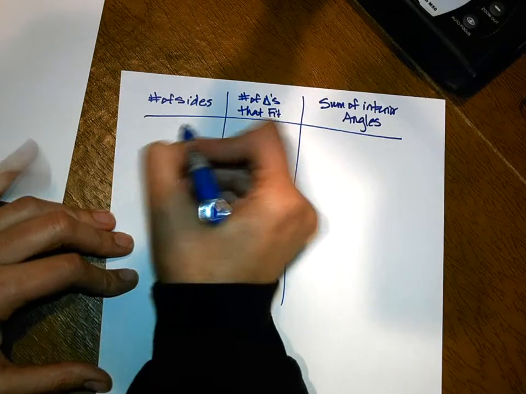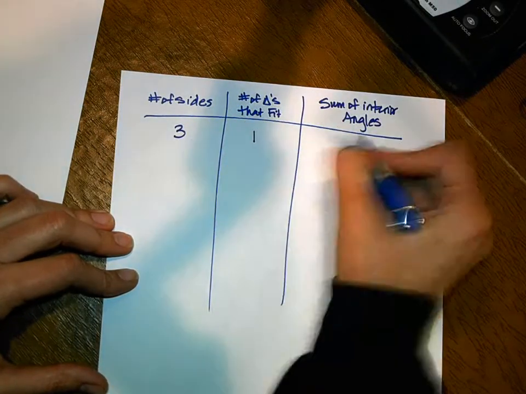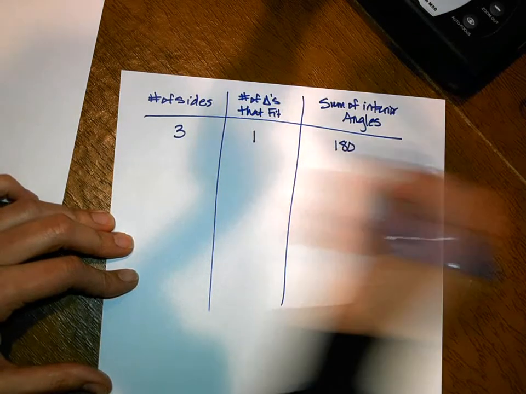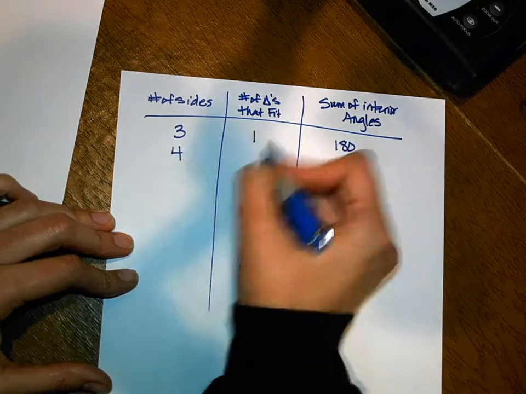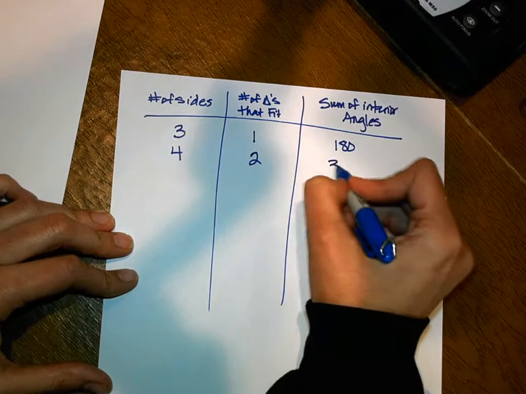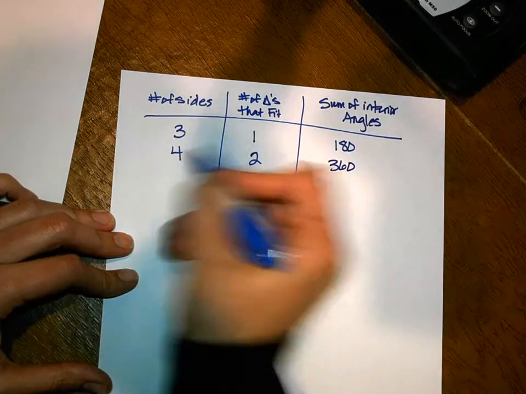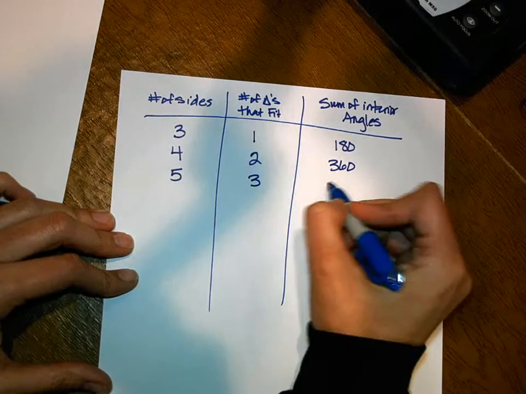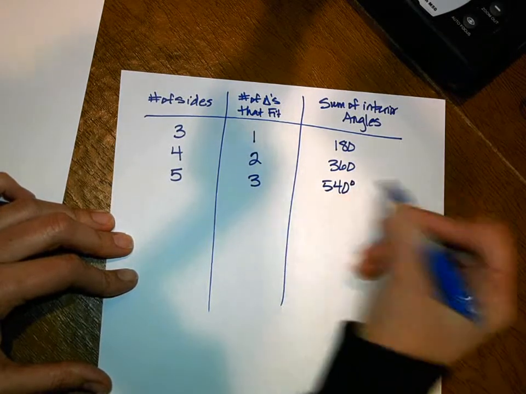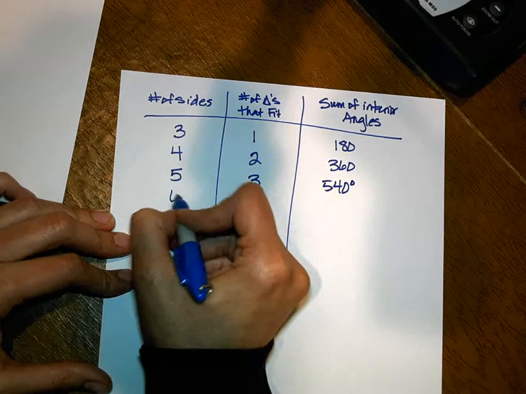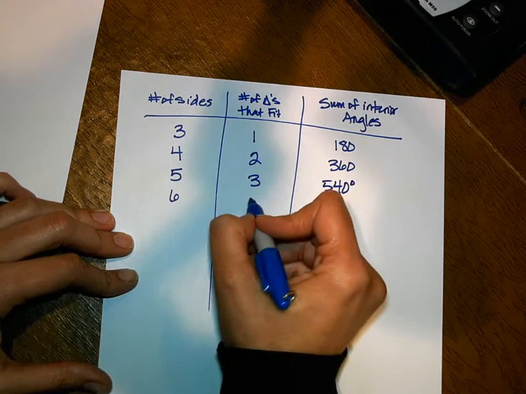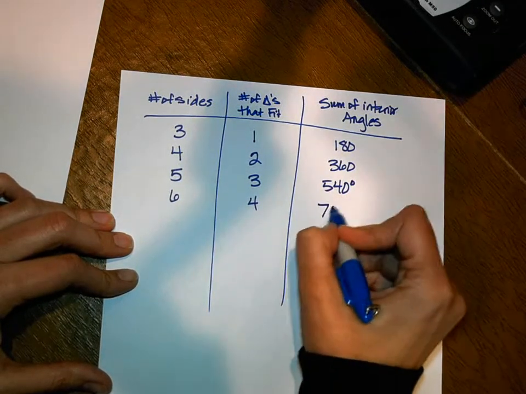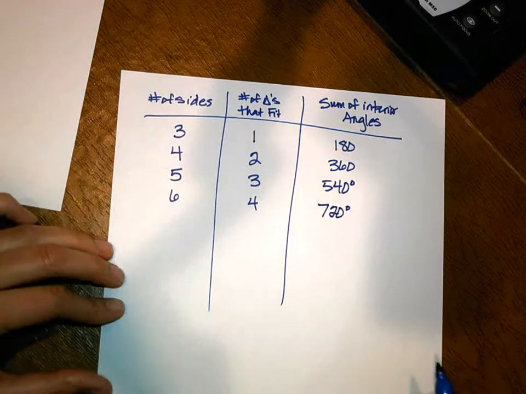Okay, so we already had a triangle had 3 sides. It's only one triangle. That's 180 degrees. A quadrilateral had 4 sides. That's 2 triangles, or 360 degrees. A pentagon had 5 sides. It fits 3 triangles inside of it with 540 degrees. And a hexagon is a 6-sided shape that fits 4 triangles inside of it for a total of 720 degrees.